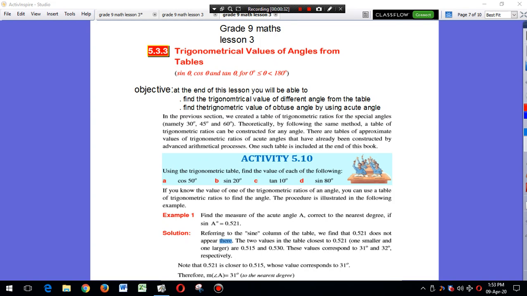Okay, today we are going to see lesson 3. It is about trigonometrical values of angles from tables. We are going to observe sine theta, cos theta, and tan theta for 0 degree less than or equal to theta and theta less than 180 degree. In other words, for the angle between 0 degree and 180 degree, we are going to observe acute angles and obtuse angles only.